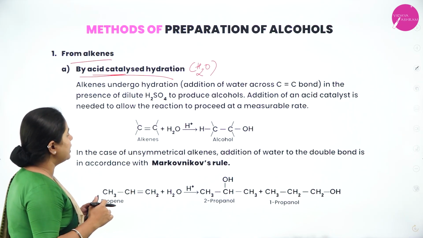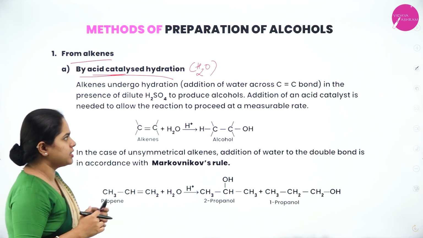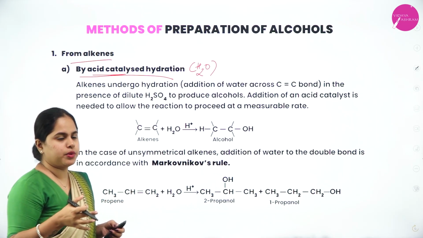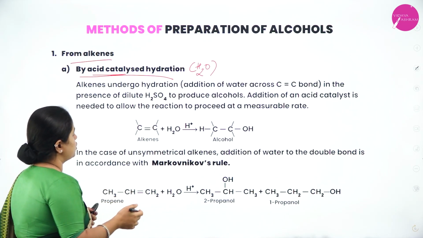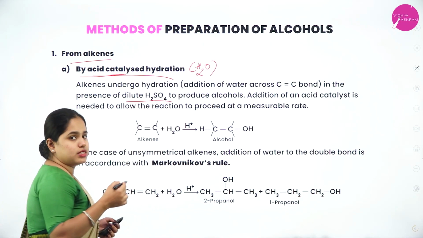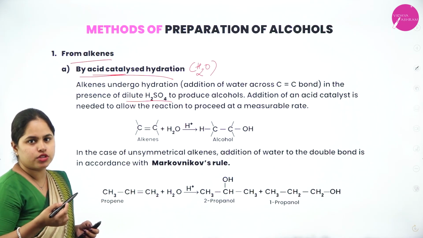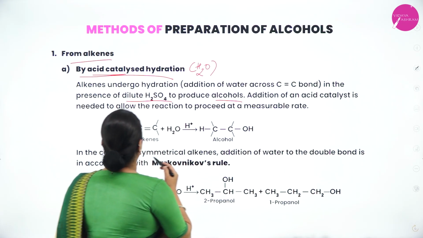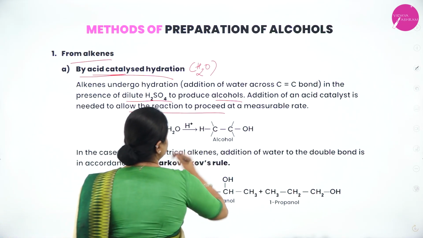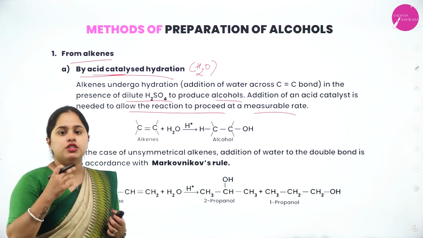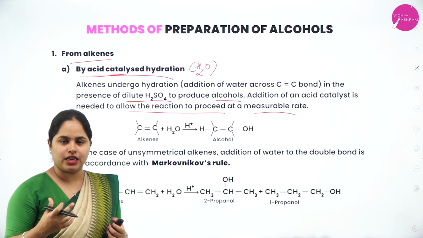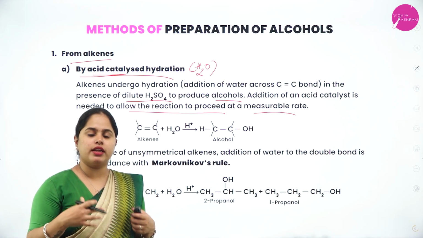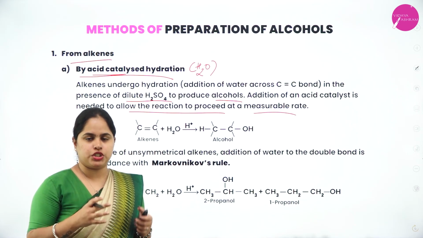Alkenes undergo hydration, that is addition of water across the carbon-carbon double bond, in the presence of dilute sulfuric acid. The sulfuric acid produces the H plus ions to produce alcohols. Addition of an acid catalyst is needed to allow the reaction to proceed at a measurable rate. So the acid catalyzed reaction is necessary so that the reaction occurs at a measurable rate.